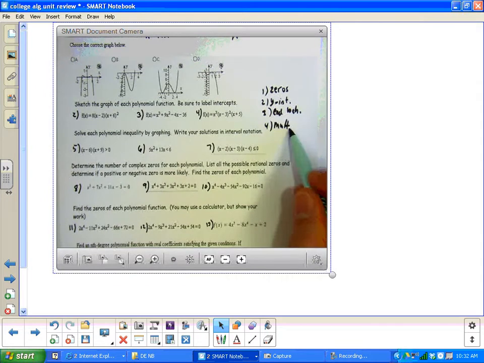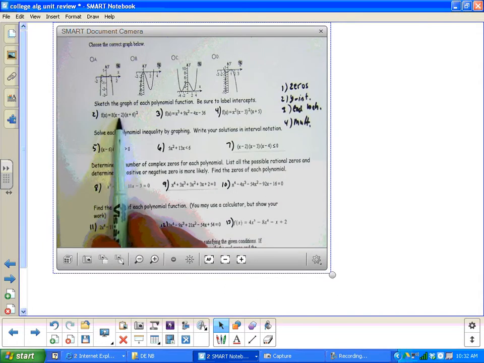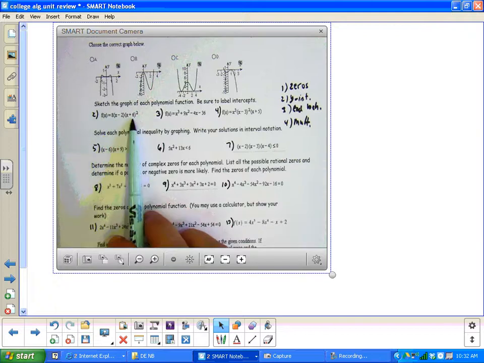Multiplicity. Okay. So, like on this one, at 2, what would the graph do? Yeah, cross through it. And at negative 6, it would touch it and turn around. Okay. So that was with an even multiplicity.